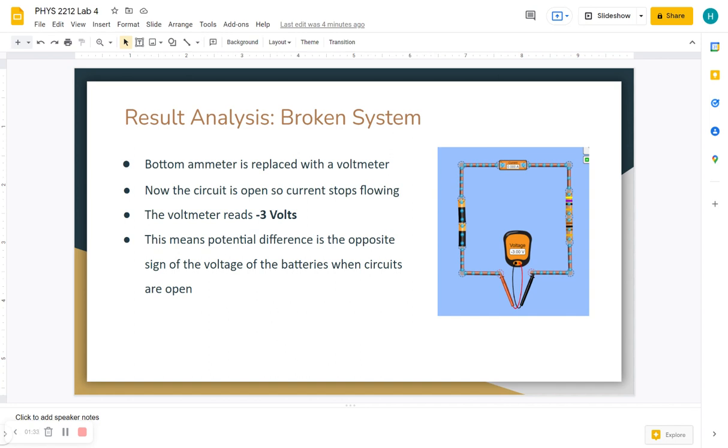So for our broken system, now one of the ammeters is replaced with the voltmeter. Then the circuit is open, so the current stops flowing. The voltmeter reads negative 3 volts, meaning that the potential difference is the opposite sign of the voltage of the batteries when circuits are open.